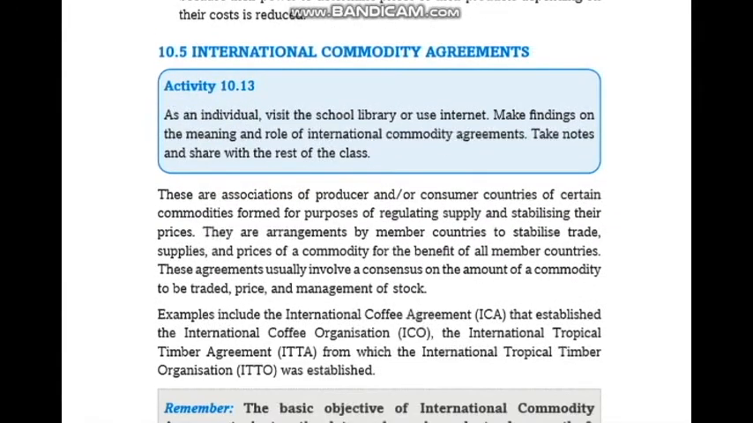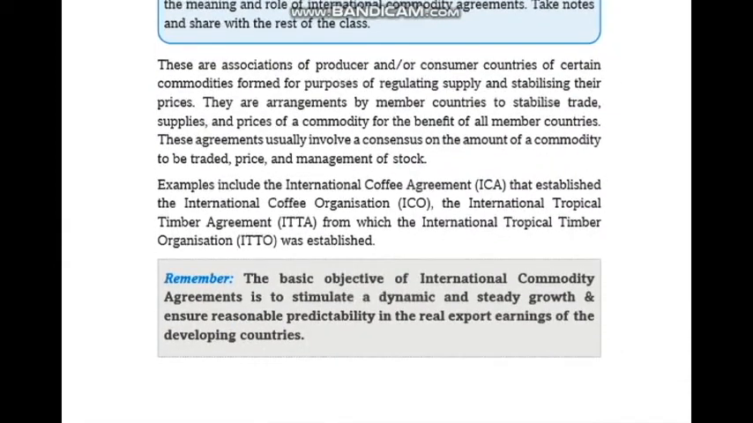International Commodity Agreement. There is an association of producers and consumer countries of certain commodities formed for the purpose of regulating supply and stabilizing their prices. They are agreements by member countries to stabilize trade, supplies and prices of a commodity for the benefit of all member countries. These agreements usually involve consensus on the amount of commodity to be traded, price, and the management of stock.